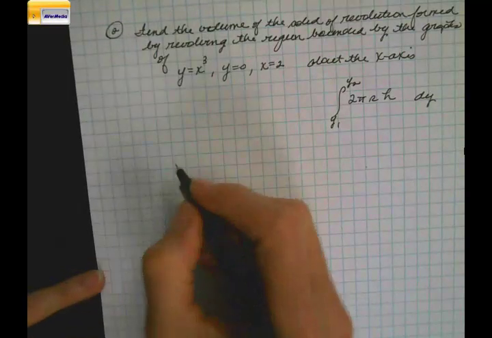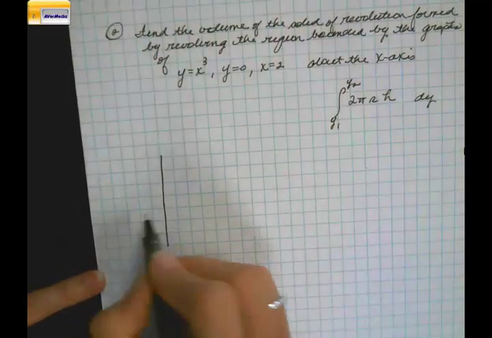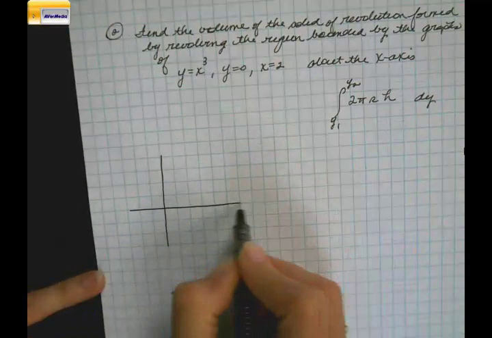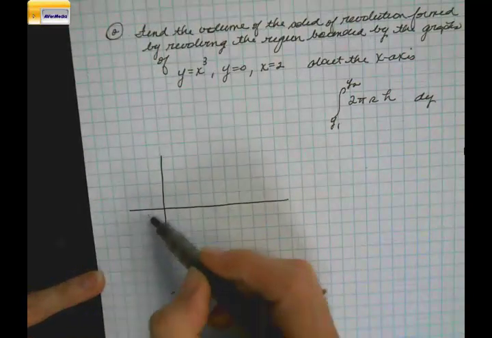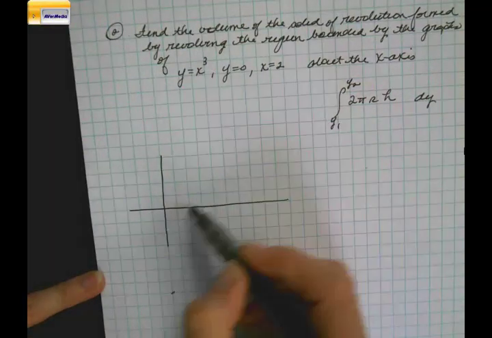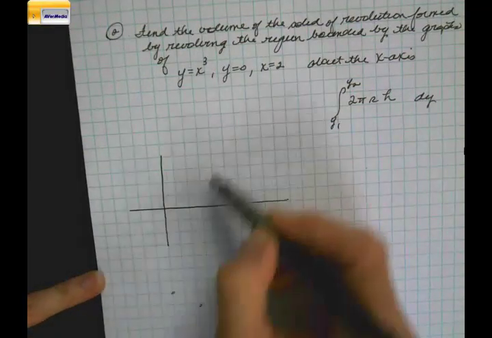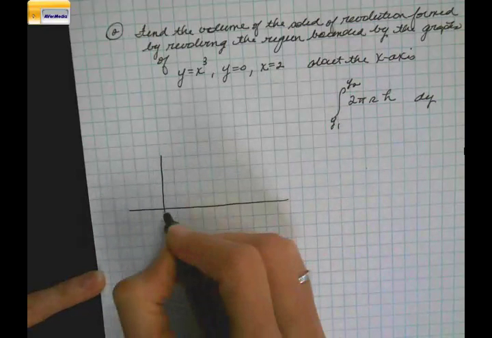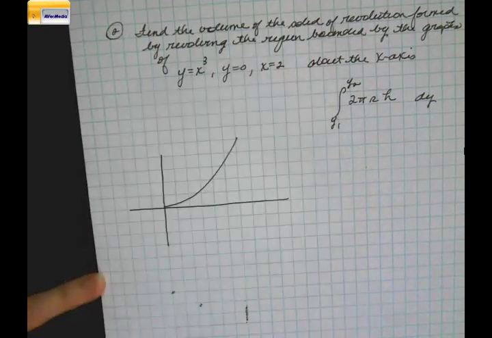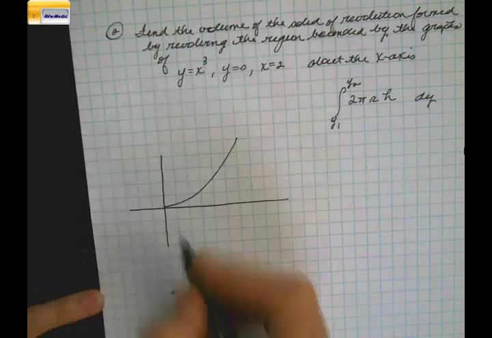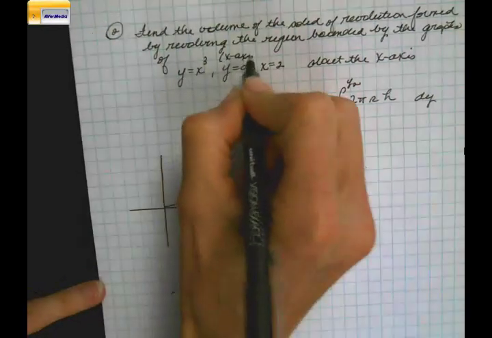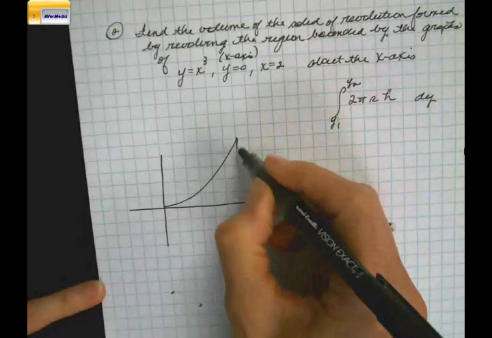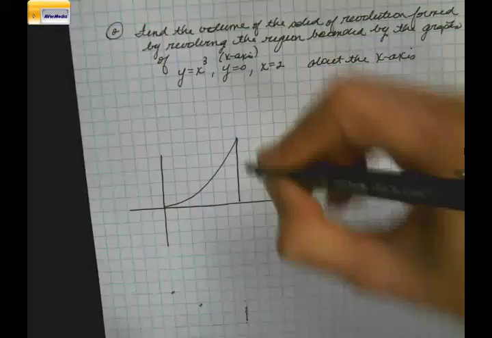Okay, so let's get a vision of what this thing looks like. y equaling x cubed starts down here and then it levels off and then it goes back up. So it almost looks like a parabola, but it's not. It looks something like this. y equaling 0 is the x-axis. And x equaling 2, I'll just put it right here.